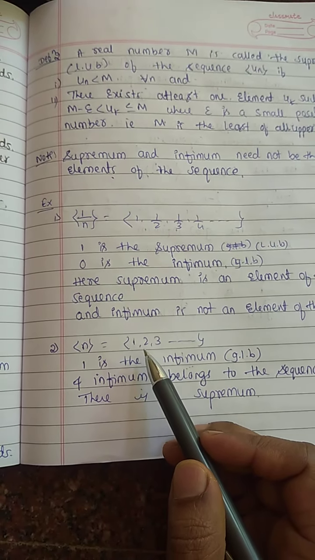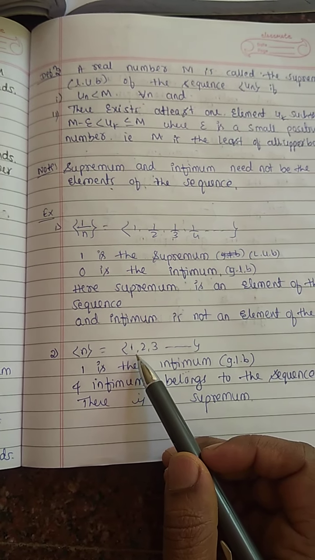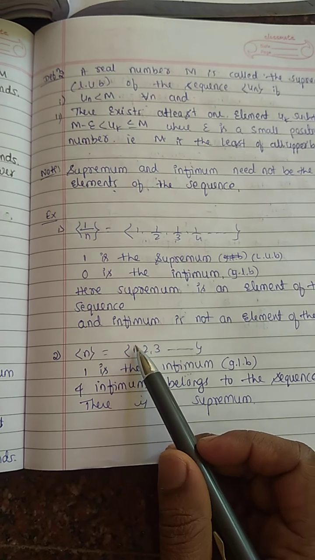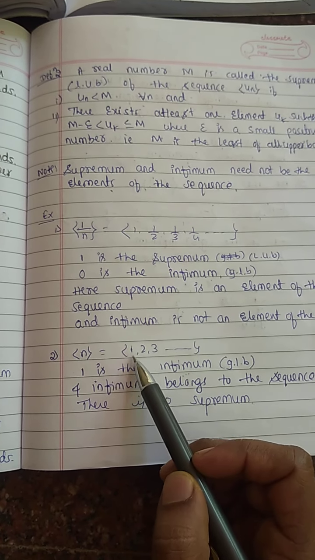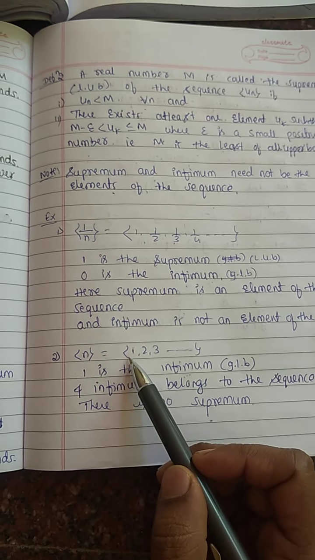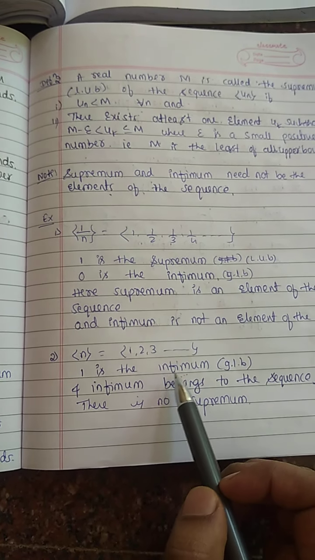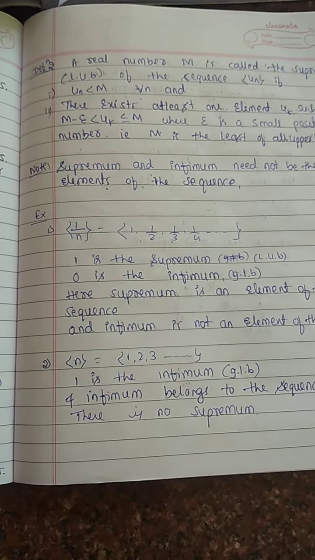Next, the sequence n can be written as the set 1, 2, 3 and so on. Here 1 is the least element, so 1 is a lower bound and it is the greatest lower bound. 1 belongs to the given sequence, so the infimum belongs to the sequence. There is no supremum.